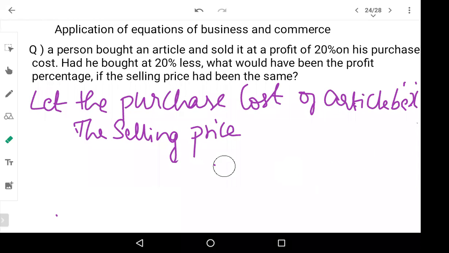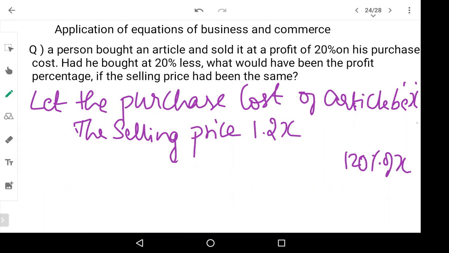Okay. So what is the cost? Cost is X. The purchase cost of the article is X. So 120% of X is supposed to be found out. There we will get 1.2x. So that is the main thing we'll be able to get. Now, how did we get 1.2? 120% means divided by 100. So if you do this, you get 1.2. So 1.2 of x, that is 1.2x. So this will be the selling price of the article.